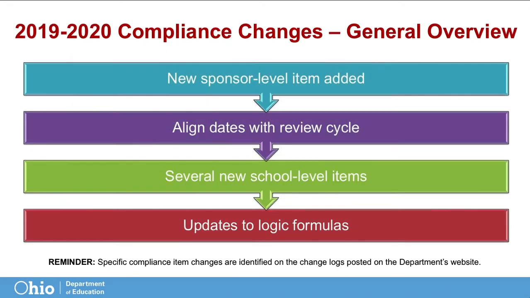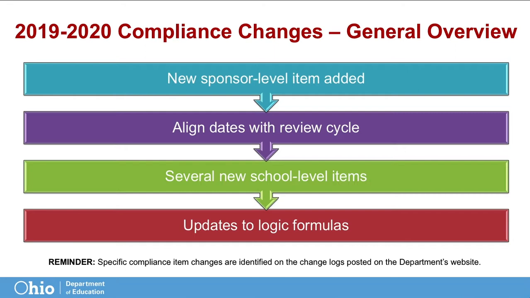Item S102 was added to the sponsor worksheet for the 2019-2020 review cycle based on requirements in Ohio Revised Code. Both sponsor and school-level compliance items were updated, if applicable, to align dates with the current review cycle. One of the largest changes to the Oversight of Schools spreadsheet is the addition of several new compliance items. The inclusion of these items are based on statutory requirements from recently enacted legislation.